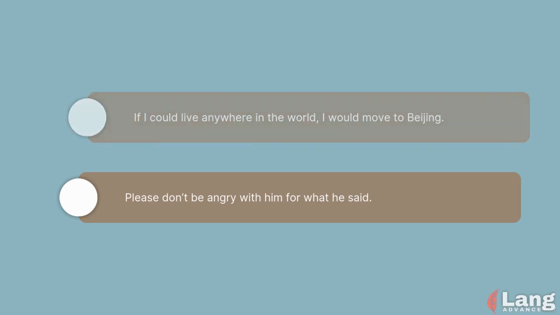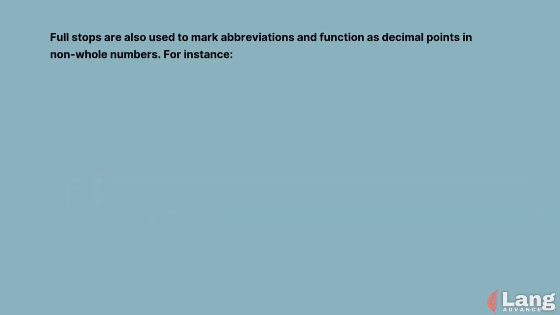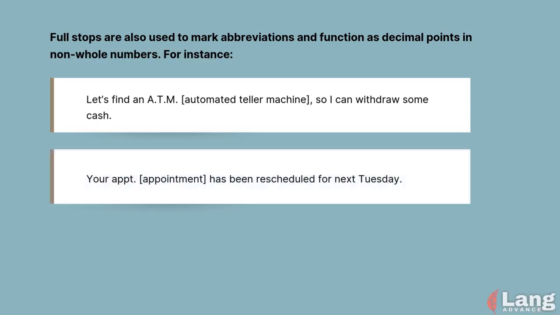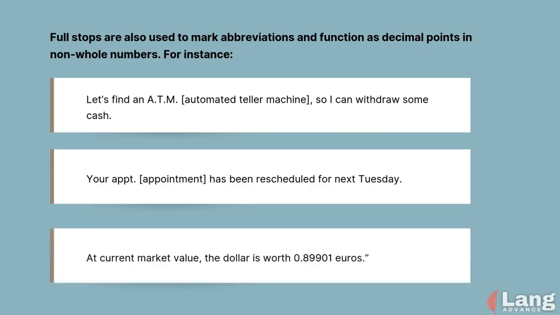Full stops are also used to mark abbreviations and function as decimal points in non-whole numbers. For instance, let's find an ATM (automated teller machine) so I can withdraw some cash. Your appointment has been rescheduled for next Tues. At current market value, the dollar is worth 0.89901 euros.